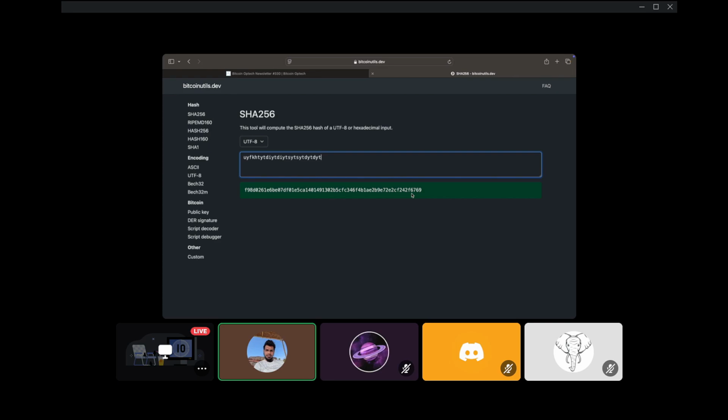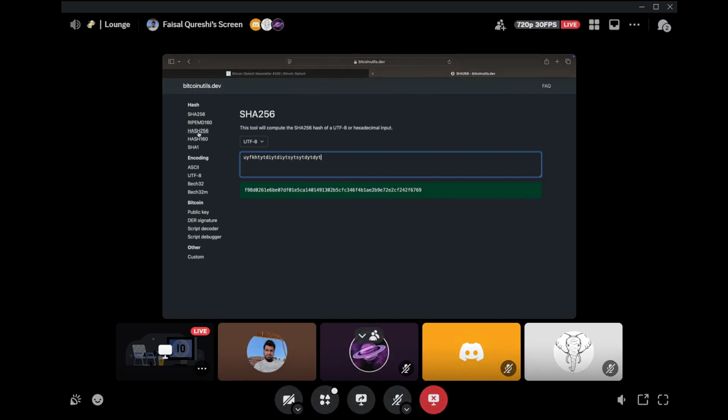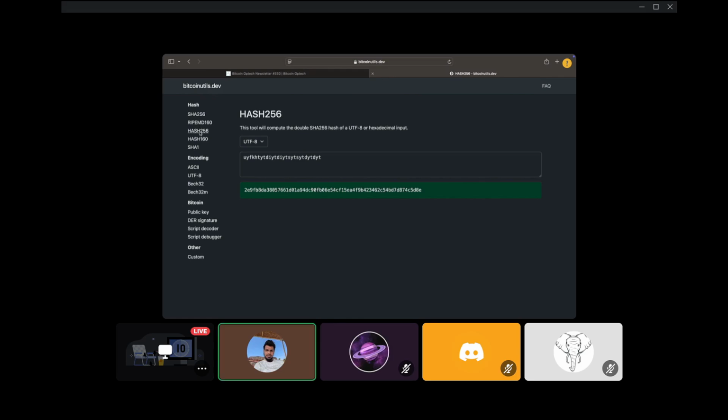And there are a lot of other hash functions that you can see that are frequently used in Bitcoin, like RIPEMD160. What's hash 256? It's the double SHA-256 hash, right? Yeah, it's the double SHA-256 hash. So if you want to hash SHA-256 twice, that's hash 256. Then we have hash 160, which we also use in Bitcoin. What is hash 160? This tool will compute the SHA-256 plus RIPEMD160 hash. You have SHA-1. Then you can also encode stuff.